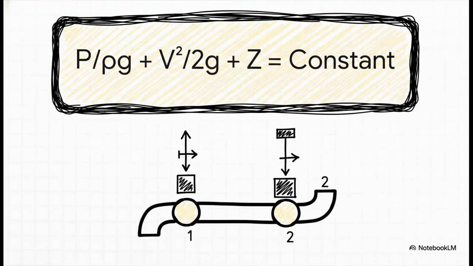And here it is. Now I know, equations can look a little intimidating, but stick with me. P is pressure. W is something called specific weight. Just think of it as density. V is velocity, how fast it's going. G is gravity. And Z is its height or elevation. What this tells us is incredible. For a perfect fluid, if you add up these 3 things at any point along its path, the total is always constant. It doesn't change. It's a perfect expression of energy being conserved.